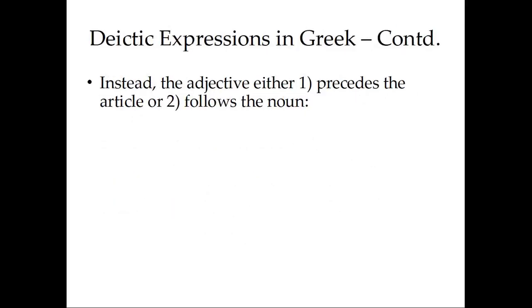Instead, the adjective either one precedes the article or two follows the noun. It's basically almost used predicatively. For instance, hode ho polemos. That's fine. Literally, that means something like this the war, but we would translate that as this war. Or ho polemos hode. Again, same translation, this war.